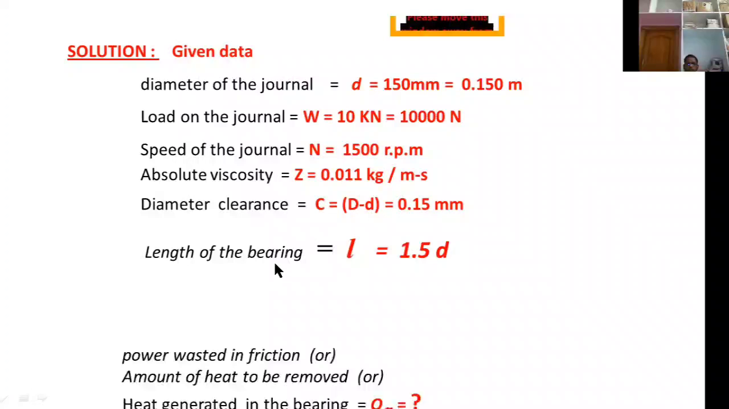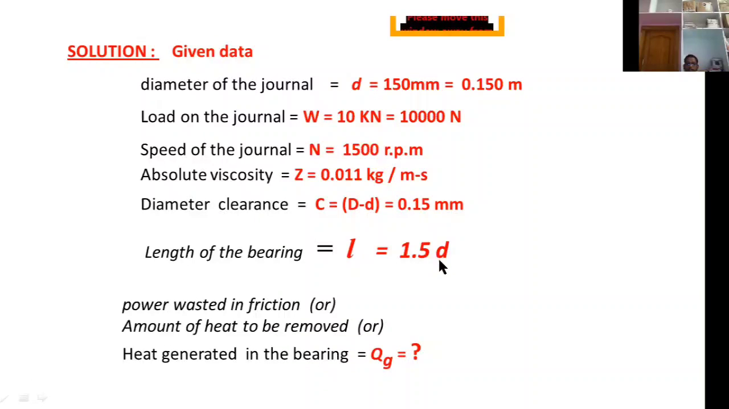Now length of the bearing equal to L equal to 1.5 d is given. Here the length of the bearing equal to 1.5 times the diameter of the shaft. So here you have to find the value of L. First by substituting the value of D equal to 150 mm, then after you got the value of length of the shaft. So here you have to find the value of power wasted in friction, or amount of heat to be removed, or amount of heat generated in bearing, that is QZ.